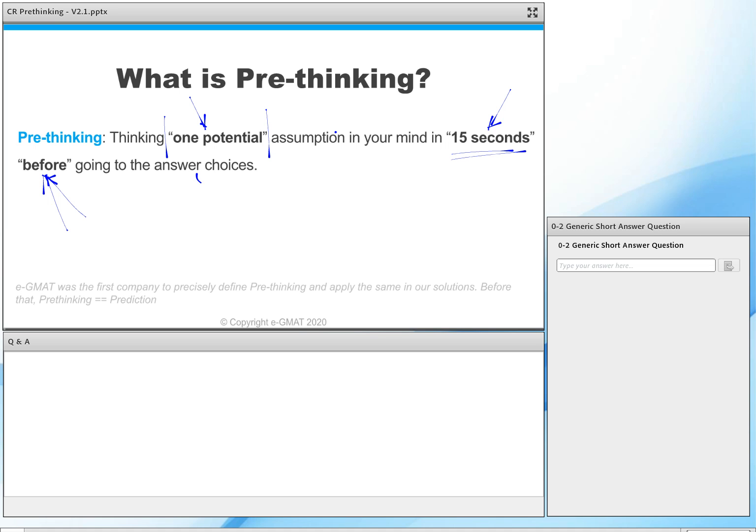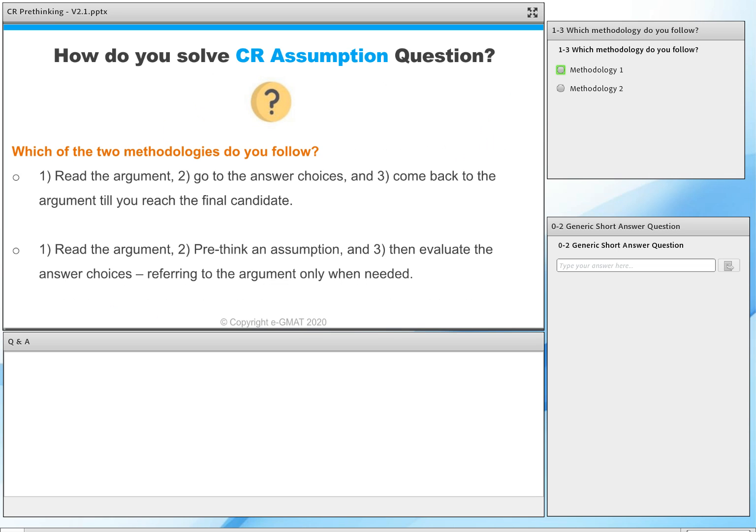One thing I also want to emphasize is pre-thinking is not the same as predicting the answer. We are not trying to predict the answer. We are just looking to ensure that you understand the logic that the author uses. Why? Because prior to this, other prep companies used the word pre-thinking and just equated it to prediction. We're not trying to do black magic here. We are merely trying to ensure that you understand the logic that the author uses to arrive at the conclusion. That's it.